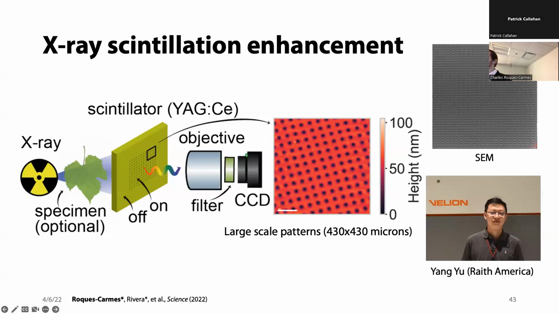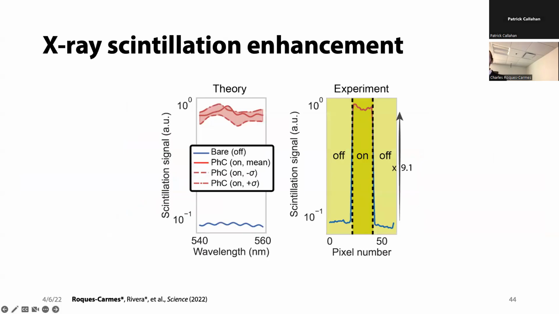Even though it's a very, very nice FIB, we can only make fairly small scale patterns. So this has some limitations for imaging. And if you have some thoughts on how we could make those patterns much larger at the surface of scintillators, I would be happy to chat after this talk.